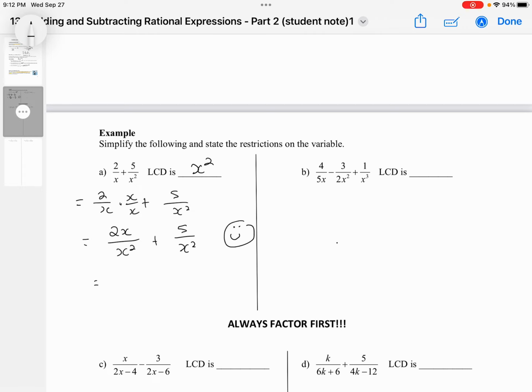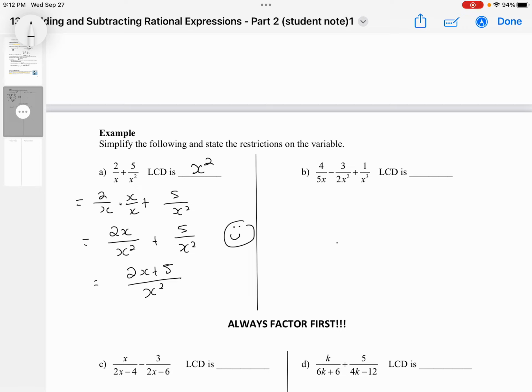When you add rational expressions and you have a common denominator, all you do is add the numerators and keep the denominator the same. So when these things get crazy, and they will, remember, once I have the common denominator, the steps are simple. I didn't say easy. The steps are simple. Add the numerators, keep the denominator the same.